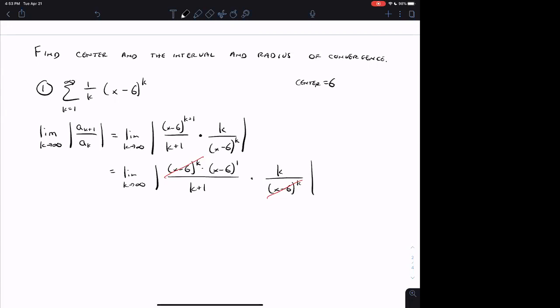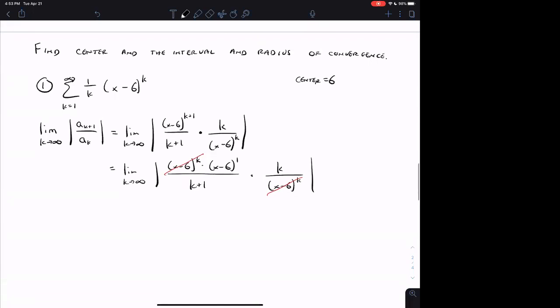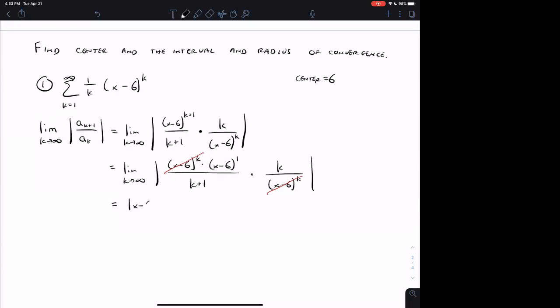So let's start by looking at the first thing on top, which is x minus 6. Do we know whether x minus 6 is positive or negative? We don't, because x is a variable and x is not approaching infinity. So x minus 6 has to stay in the absolute value, but it does not change as k approaches infinity. So you pull the x minus 6 out of the limit, but it stays in the absolute value.